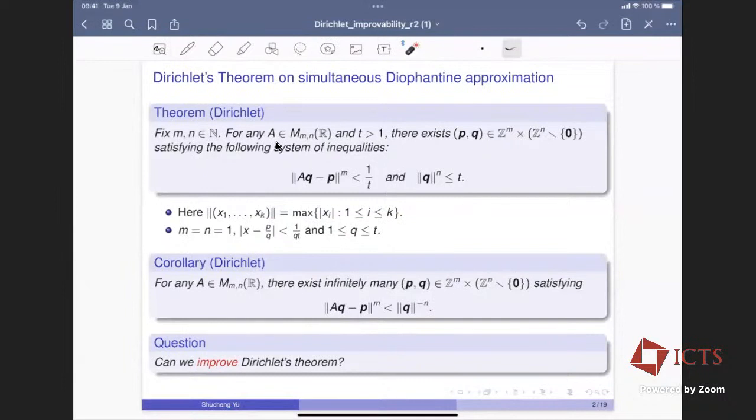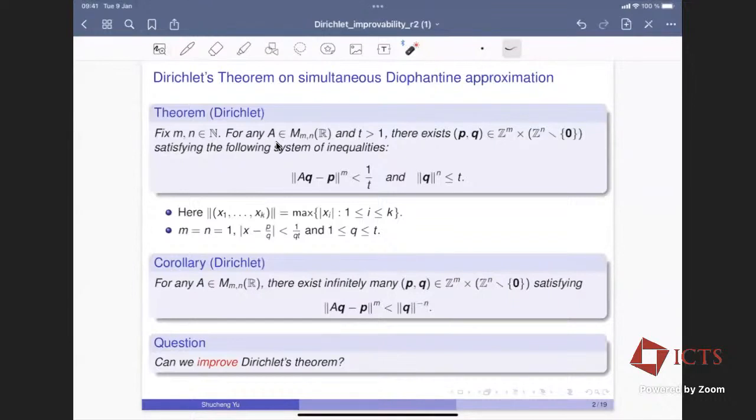you're just taking the max of the absolute value of the coordinates. And in the classical setting of m equals n equals 1, this is the most classical Dirichlet theorem. It says that for the denominator up to t, you can always find a rational number p over q whose distance to a fixed real number x is smaller than 1 over qt. And here q is the denominator and t is any number greater than 1. So when t is large, this number is small, and you get a very good approximation to x.